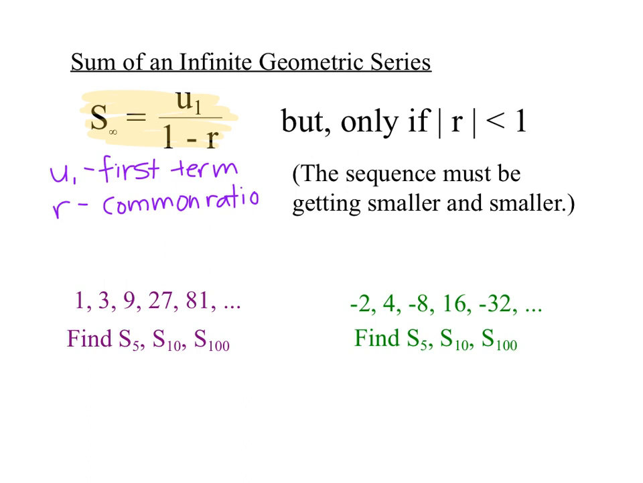The catch here is that the absolute value of your common ratio has to be less than 1. If it's not less than 1, it does something called diverges. You're just going to continue to add larger and larger numbers together, or if it's negative, smaller and smaller, and it's just going to keep adding up to be bigger and bigger numbers. So the absolute value of r, your common ratio, has to be less than 1. So the sequence must be getting smaller and smaller.